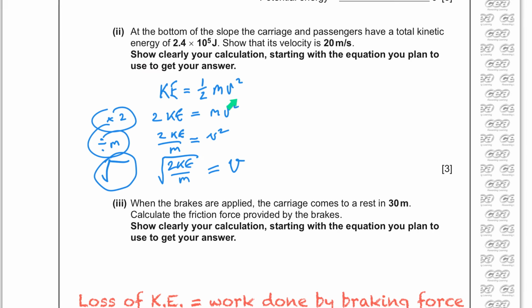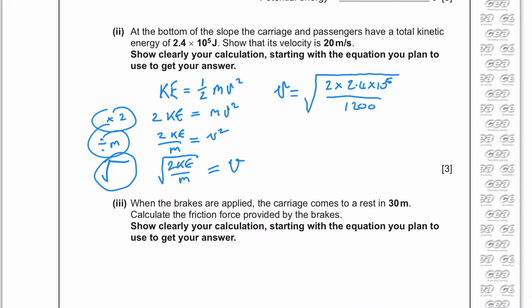So we've got kinetic energy is a half mv squared. Multiply by 2 to get rid of this half, and you get 2 times the KE is mv squared. Divide by m to get rid of this m. 2KE over m is v squared, and then finally taking the square root, the root of 2KE over m is v. So now we need to substitute into that. So v is going to be the root of 2 times the kinetic energy over the mass, so 2 times 2.4 times 10 to the 5 over 1200, and then take the root of that, and we find that that is indeed 20 meters per second.